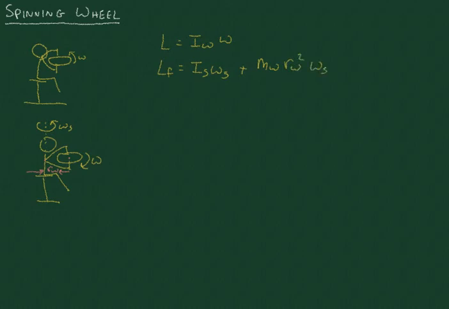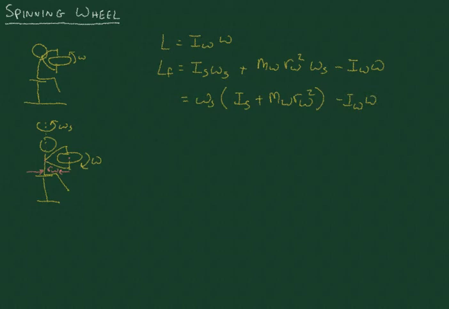times the angular velocity of the student, and then minus I omega, the moment of inertia of the wheel times its initial angular velocity, because now again this one's spinning in the opposite direction. Okay, so we see that this is equal to the angular velocity of the student, his moment of inertia plus m rw squared, minus I of the wheel omega.